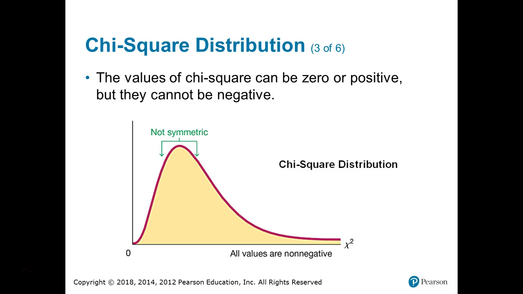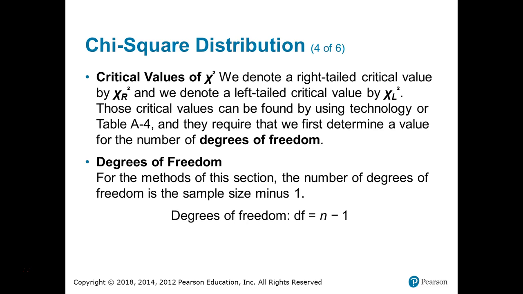Other things to note is that the values along the x-axis over here start at 0, and then it just goes up from there. So the values could be 0 or positive, but cannot be negative, which is different than the normal distribution where the standard is you have 0 in the middle, anything to the left is negative, anything to the right is positive. So again, for the chi-square distribution, all the values are 0 or positive.